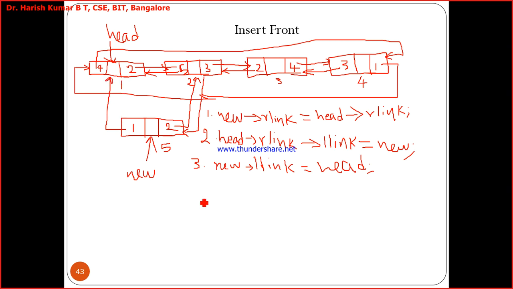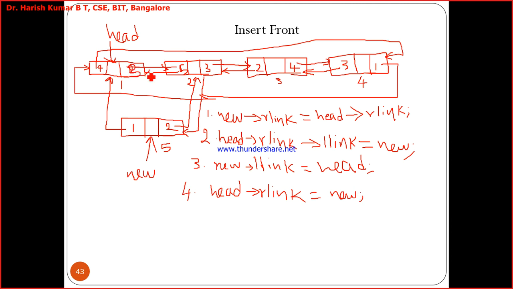Okay, next 4th one. What you have to do now? See, address of header node is stored here. Now address of the new node should be saved here. Yes or no? How to do that? Finally head arrow R link. So do this, head arrow R link at the end, R link is equal to what? New. Now this 2 becomes 5.